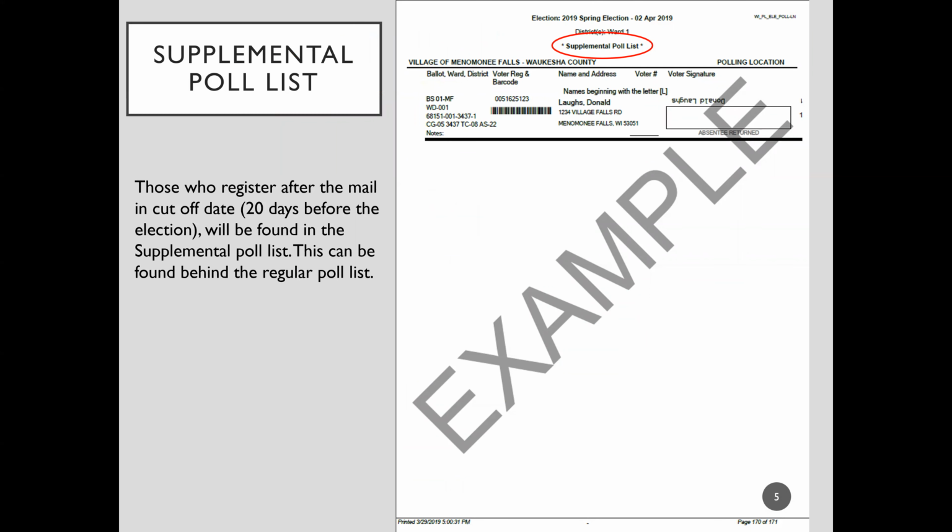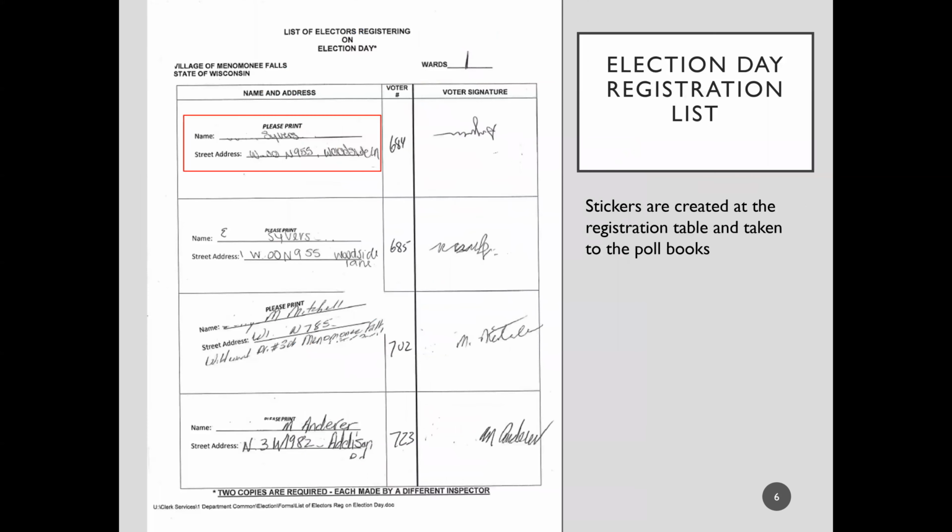Supplemental poll lists. This is going to look exactly like the poll books, but they will be behind the regular poll book. This is only people who registered after the cutoff of 20 days before the election. The election day registration list. This is where you would put those stickers that were created at the registration table. They would have the person's name and address on it. You would assign them the next voter number and put NR in the log, and they would sign here just like the normal poll book.